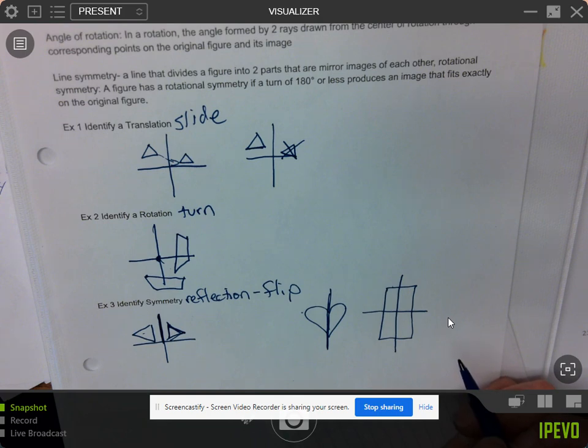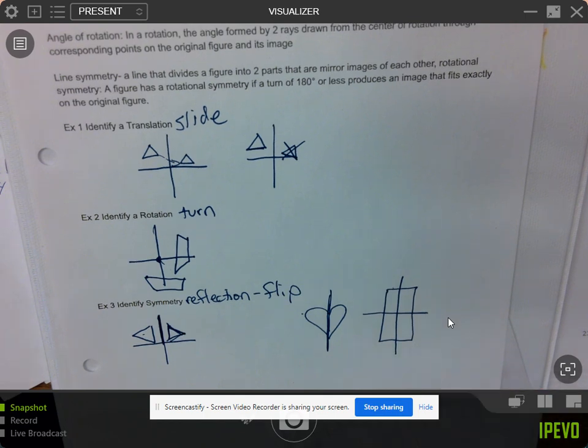We are not going to worry about the angles for 4, 5, and 6. It says if it does have rotational symmetry, we're not going to worry about rotational symmetry, just where the lines of symmetry are. Okay. All right, so page 139, 140.